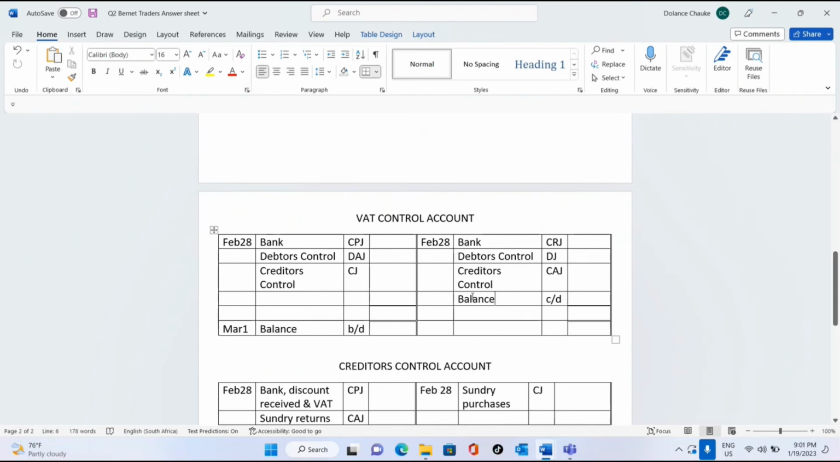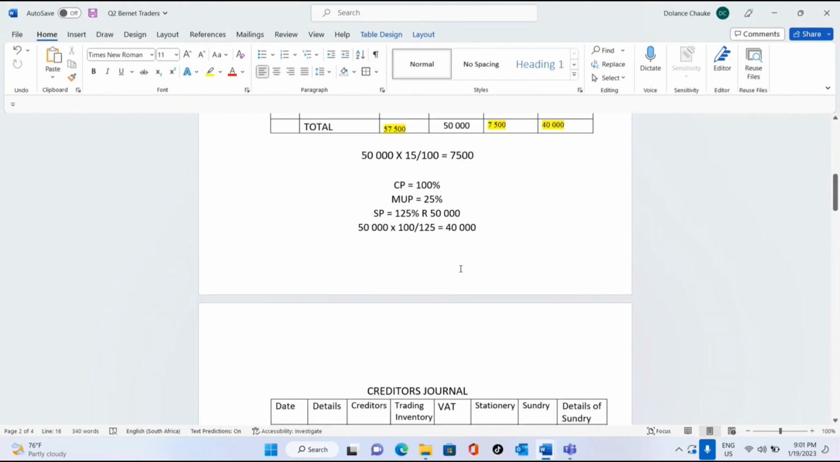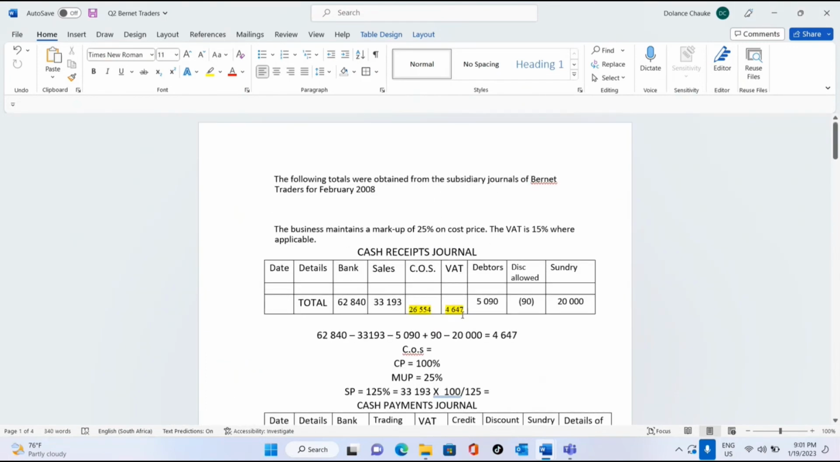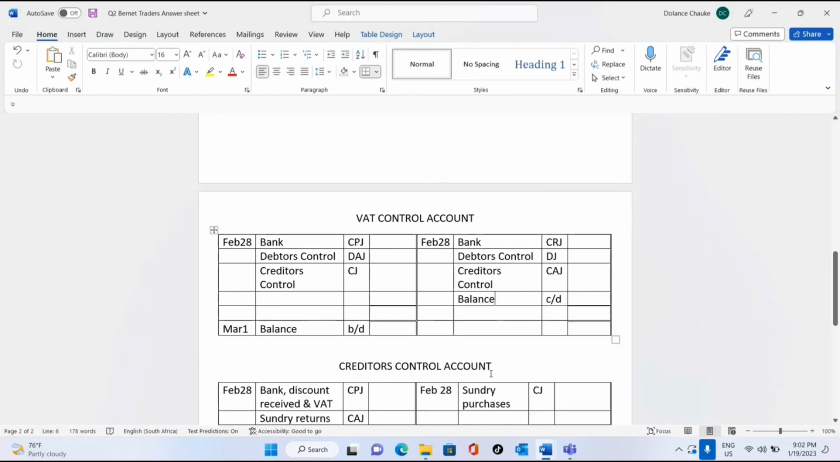Like everything that we're going to do here, we're going to record VAT from each and every subsidiary journal. So let's go and check our VAT. I'm starting with the cash receipt journal, because it's the first one up there. We're going to look at VAT only. Our VAT from the cash receipt journal is 4647. So we'll go to our answer sheet, and on the credit side we say 4647.